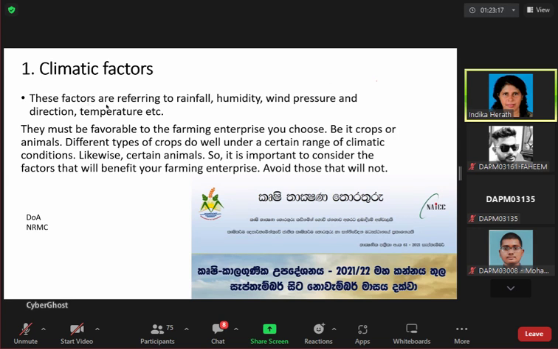The factors referring to rainfall, humidity, wind pressure, direction, temperature, all this information. There are substations of the Met department where we can get this information, and we can also use the agroclimatic map that is available on the web. And yes, there is a telephone number, 1920.